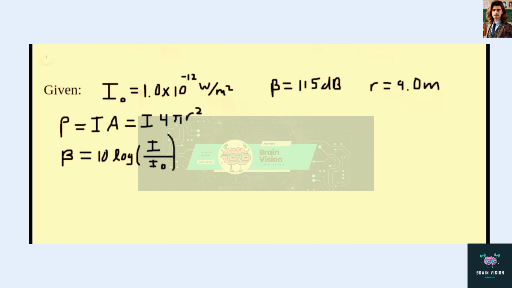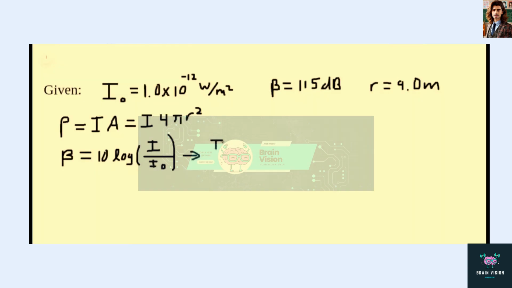So we divide both sides by 10, and then we raise both sides to the 10th power because that's log base 10. So to get rid of the logarithm, you have to raise both sides to the 10th power. We have I over I naught is equal to 10 to the beta over 10. Okay, solving for I is equal to I naught times 10 to the beta over 10.